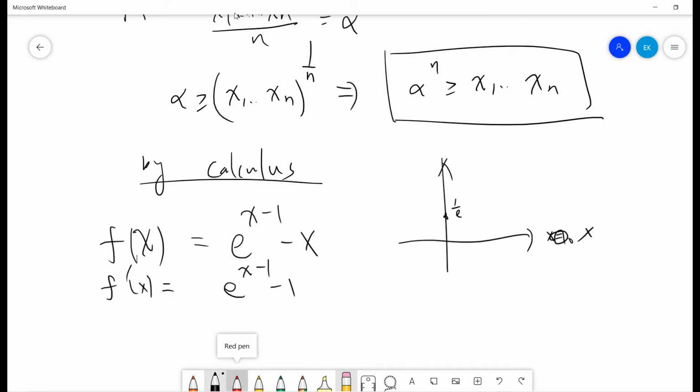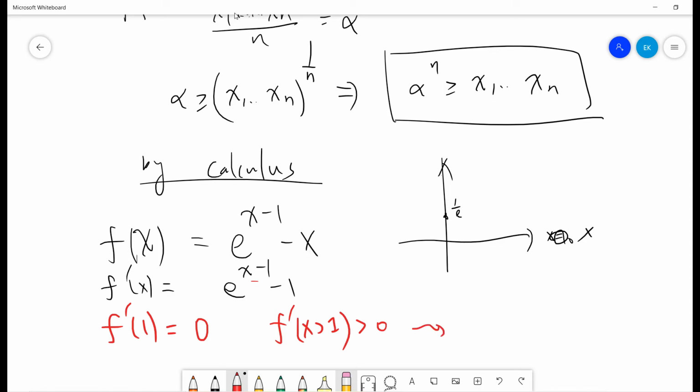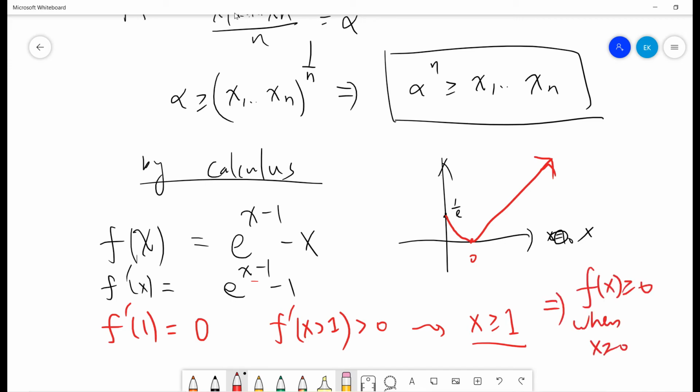So let's see, f prime of 1 is 0, right? And the exponential is increasing, right? So that means when x is greater than 1, this function will start to increase. When x equals 1, you get 0. So that means this function looks like this, right? So the final result is that we can say f of x is greater or equal to 0 when x is greater or equal to 0. Okay, so we only need this red part.